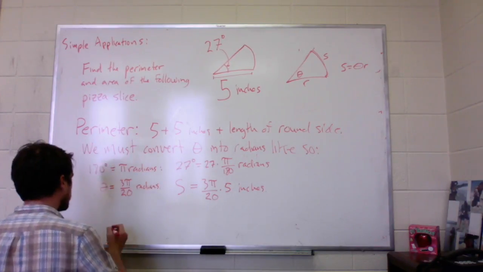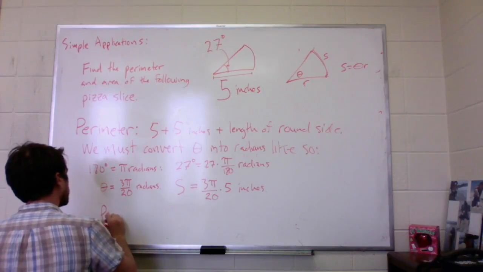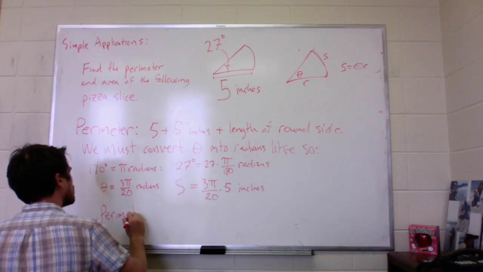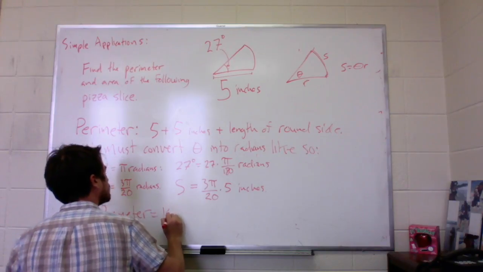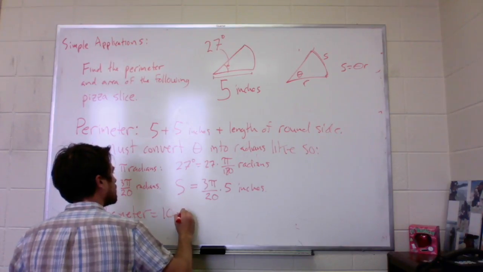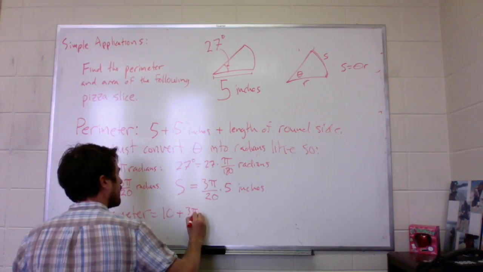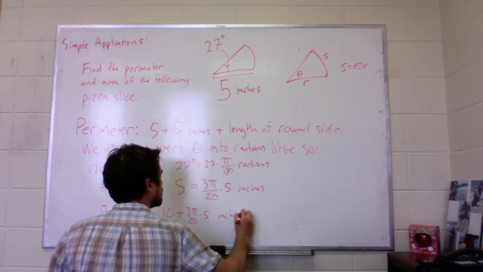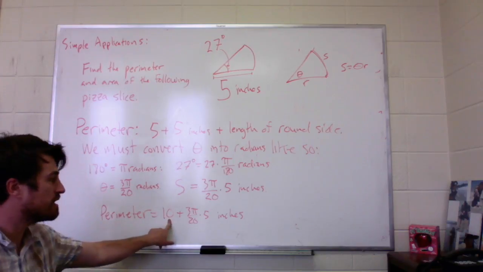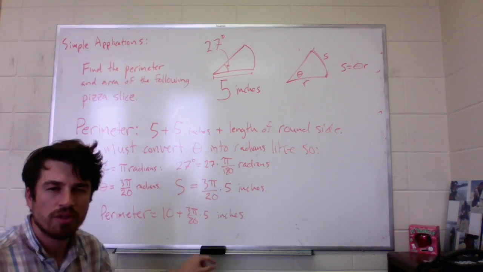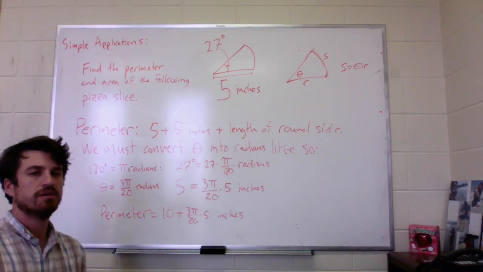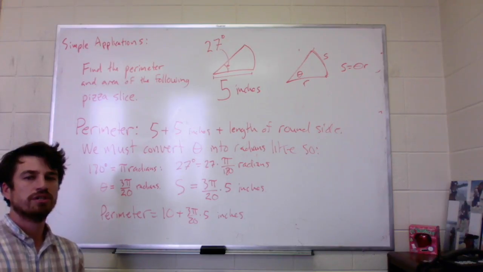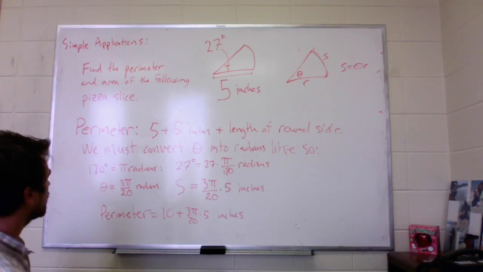And so our final answer is that our perimeter is equal to 10 inches plus 3 pi over 20 times 5 inches. This comes from the straight sides, and this comes from the round side. And that is the ultimate solution to our problem.